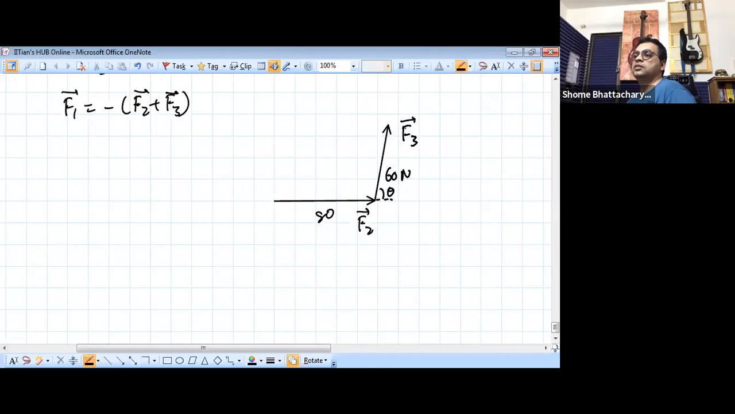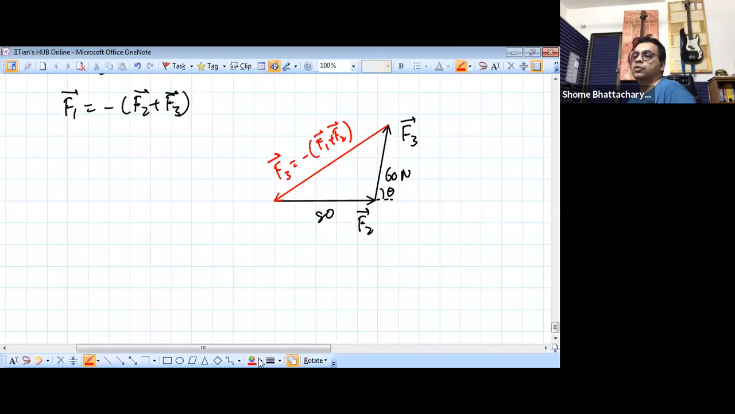This is F3. So now what should F1 be? F1 should be minus of F2 plus F3. So F2 plus F3 कौन सा vector है? Is this one going from here to here? So F1 should be negative of that. Na? So it will be which one? It will be this one. This is negative of the resultant, negative of F2 plus F3.